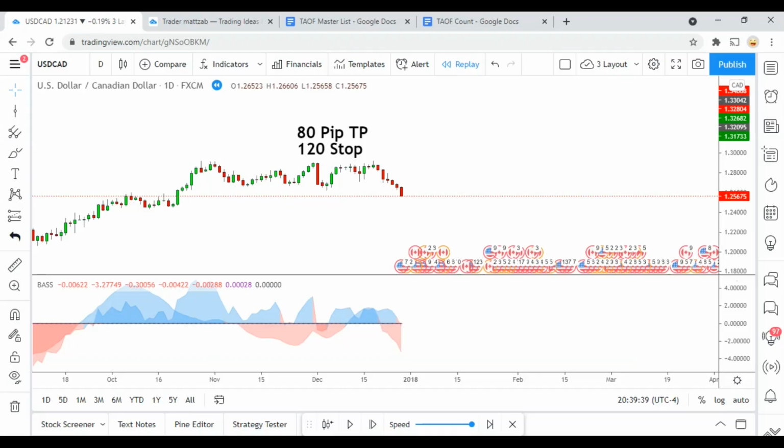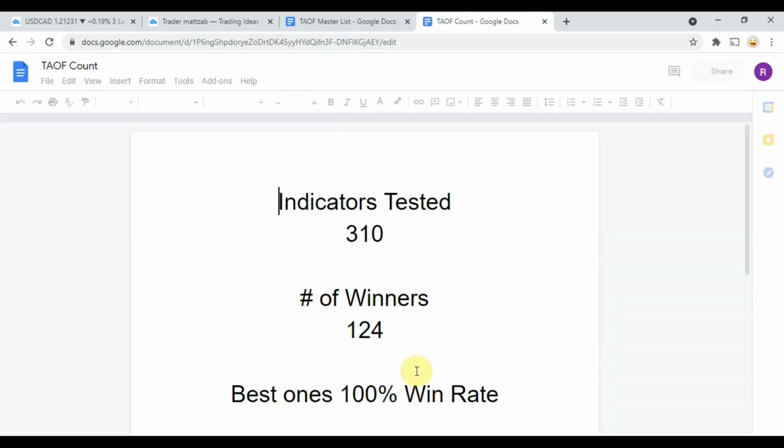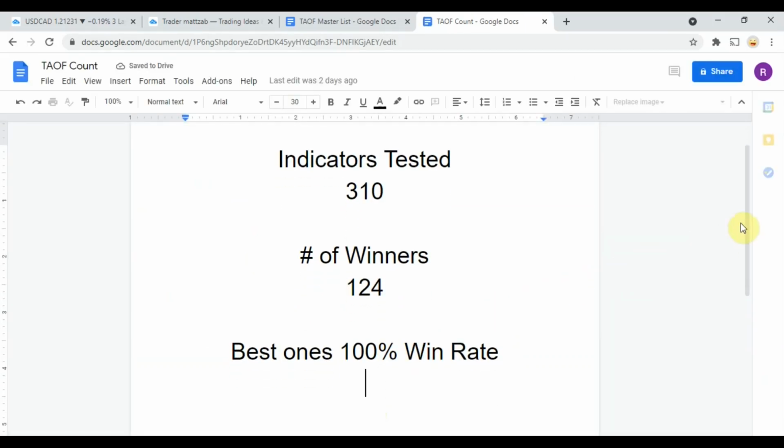Alright, as I said, today we will be testing the bias and sentiment indicator. Before we do though, I wanted to put the indicator scoreboard up for everyone to see. So to date, we have tested 310 indicators. And out of those 310 indicators, 124 of them have been winners, which means that they have met or exceeded the 60% win-loss ratio threshold that we have set for them. The best ones so far were able to achieve a 100% win rate.